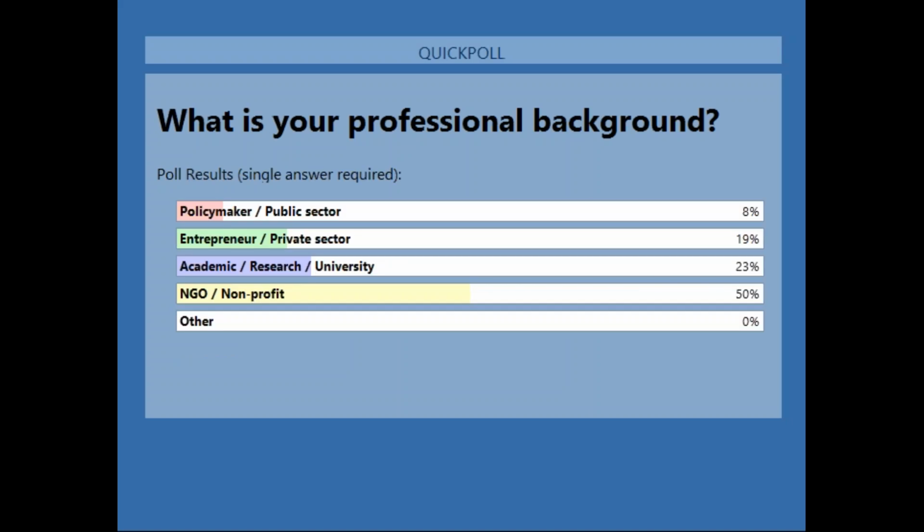So we see 8% coming from the public sector, 19% from the private sector, 23% researchers and university, and 50% from NGOs and nonprofits. Okay, excellent. That's great to see. Great to see all this variety of backgrounds here today. So wonderful.